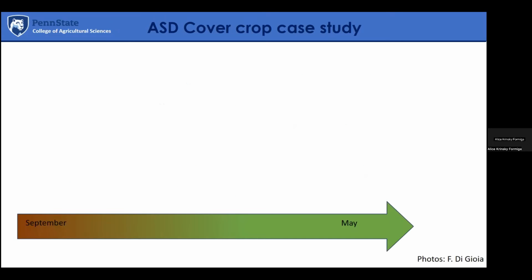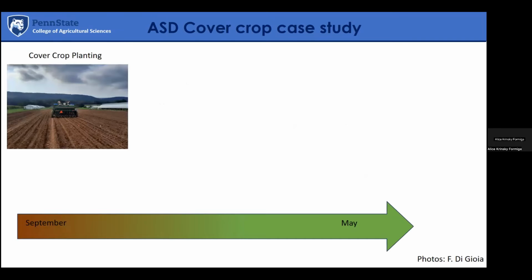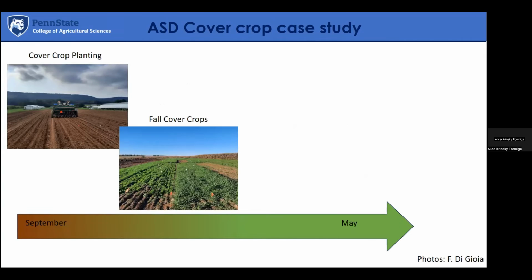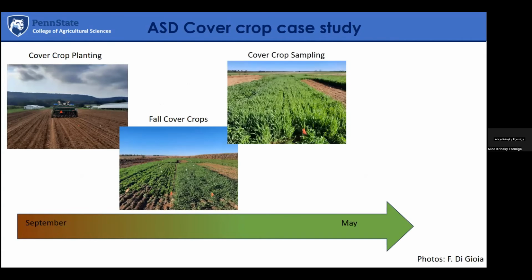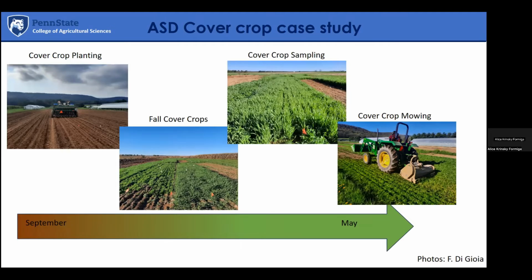So here's an overview of our timeline for the experiment. The experiment was done 2 years in a row, starting in September, where we planted overwintering cover crops. So here they're being planted in mid-September. Here is what they look like later in the fall. And then at the time, right before terminating them in May, and they were terminated, as Francesco mentioned, with the flail mower and then incorporated into the soil in preparation for the ASD treatment.